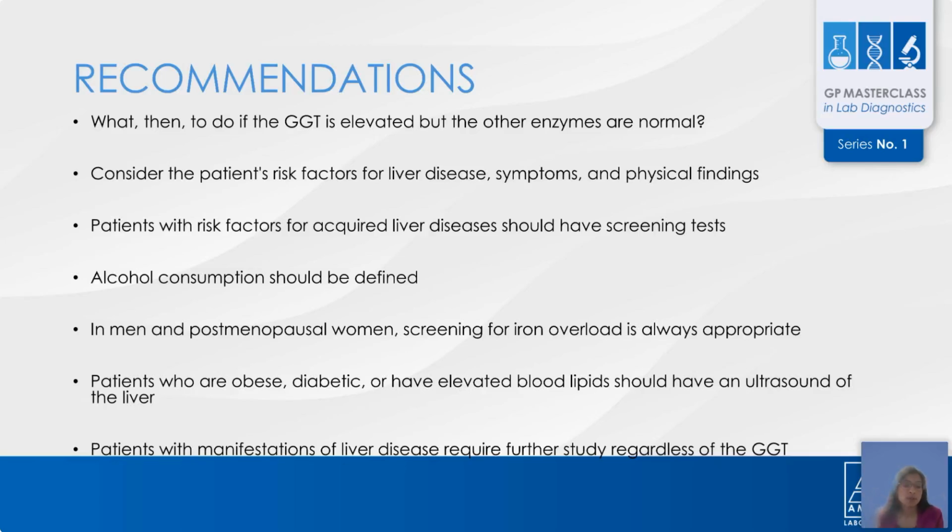In men and postmenopausal women, screening for iron overload is always appropriate, and we use serum ferritin, iron, transferrin, and percent saturation for that. When you have an obese patient, a diabetic patient, or a patient with elevated blood lipids, they need imaging studies most probably, and lots of the time this will reveal findings characteristic of fatty liver disease on ultrasound. Patients with hepatomegaly, splenomegaly, ascites, or any other manifestations of liver disease require further evaluation and study regardless of the GGT level.